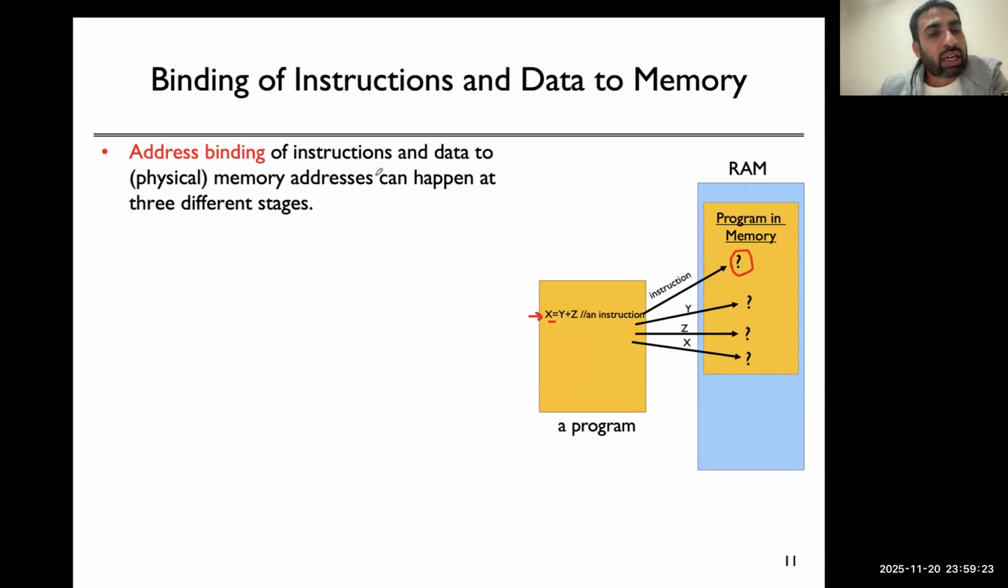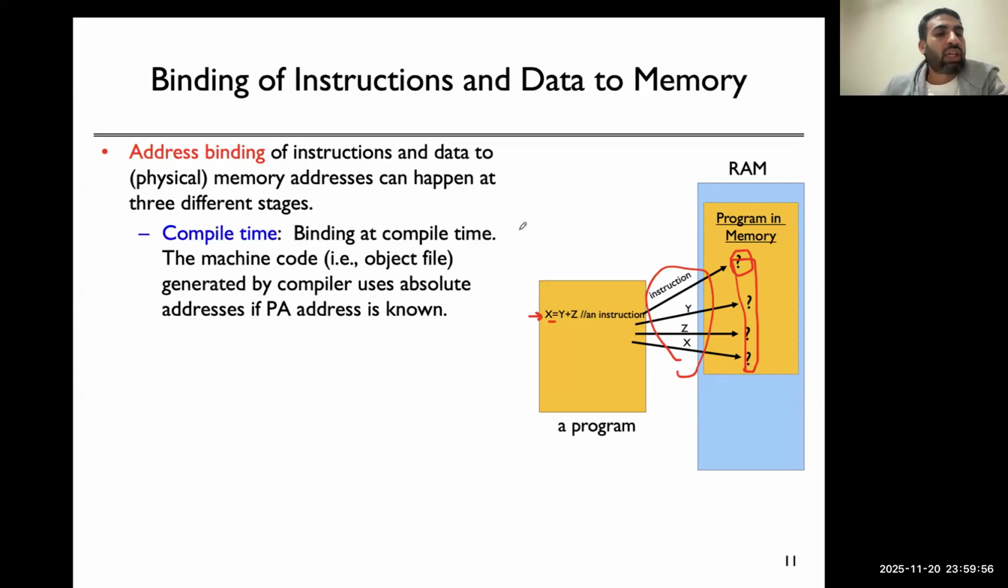So address binding of instructions and data in your program or source code to the physical memory addresses can happen at three different times. We need to know the address of each instruction and each data item in our program. But at what time is this binding established, at what time can we replace these question marks with the actual memory addresses? There are three different options.